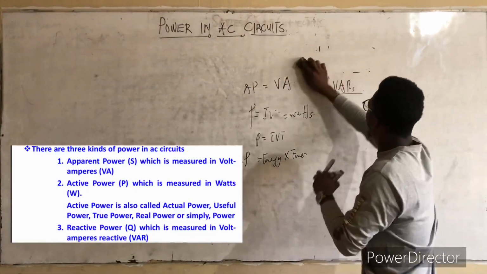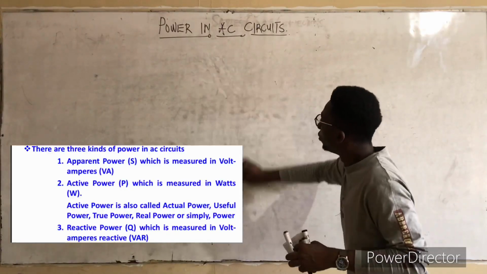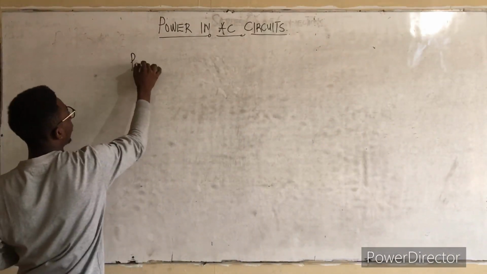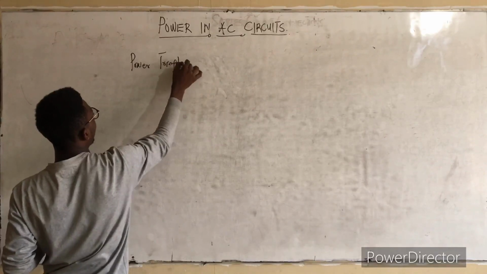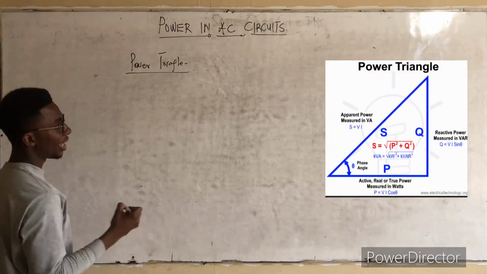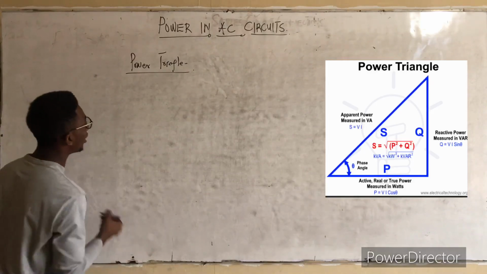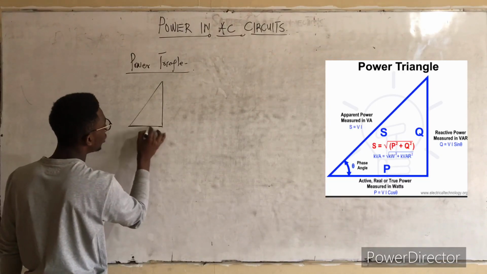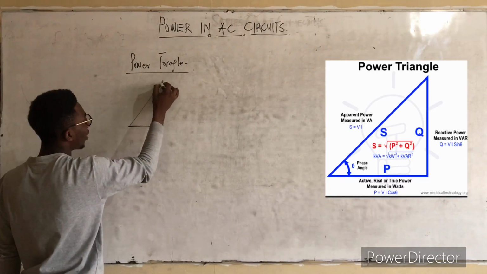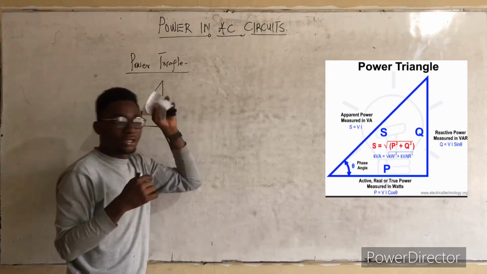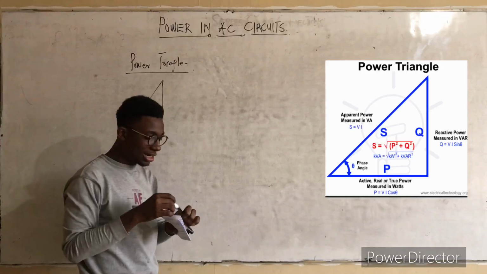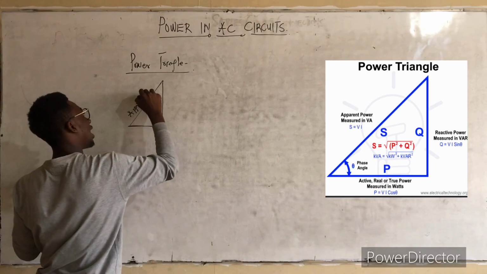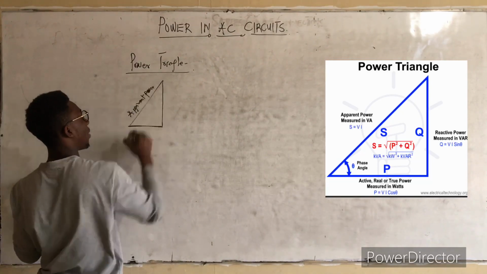Okay, so now when you join all these three powers together, you have something we call the power triangle. I think when I use the power triangle, you understand what I want to explain. The power triangle is a right angle triangle. When you are considering the image on the board, realize that the hypotenuse is the apparent power.